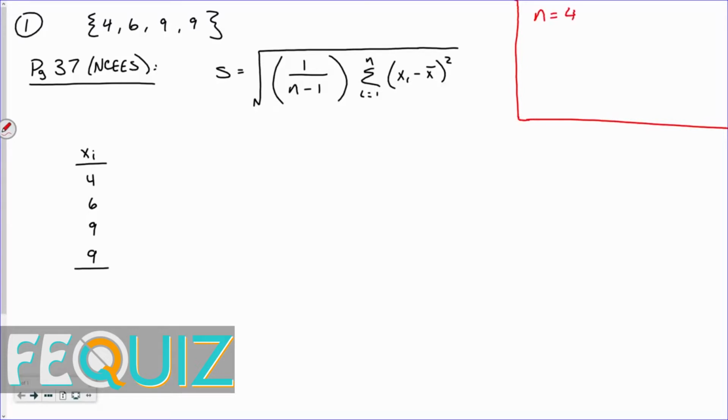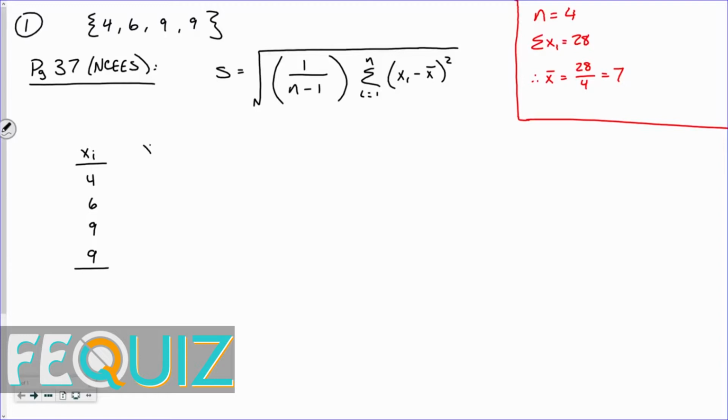Well, we have 4 terms, right? The sum of those terms is 4 plus 6 plus 9 plus 9, so 4 plus 6 is 10, 19, 28. So therefore, the average is 28 over 4, which is 7, right? Make sense? All right. So my first column, I have my individual measurements.